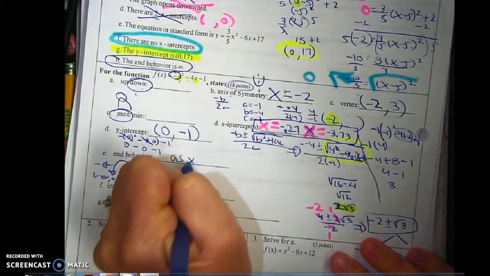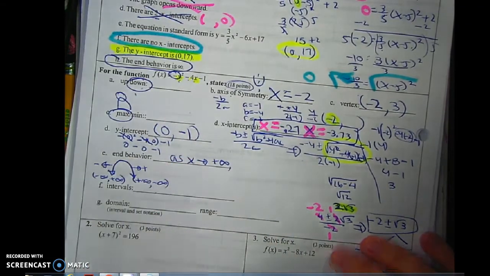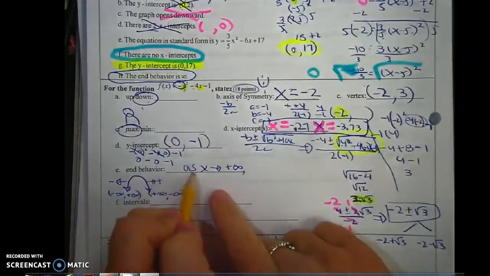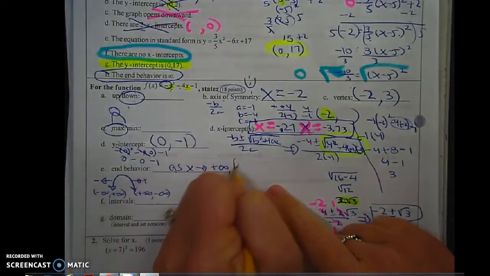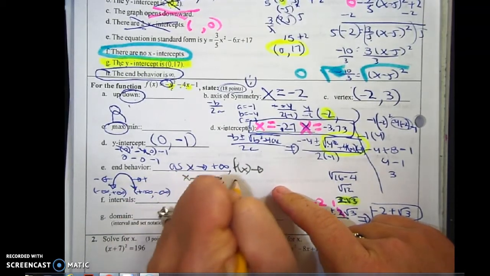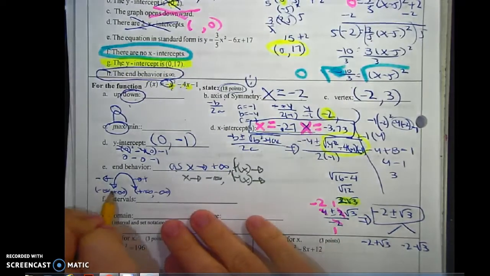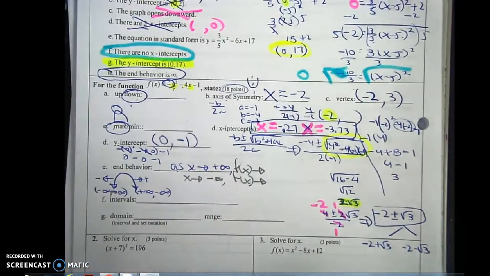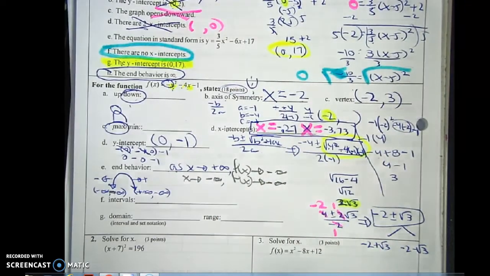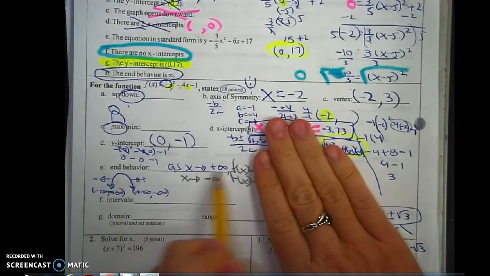So as x approaches positive infinity, f of x approaches. As x approaches negative infinity, f of x approaches. So if you look, oops, that should be negative infinity, sorry. Both of them are going down, so negative infinity. Okay? If both of them were going up, it would be positive infinity, but everything else here would be exactly the same.